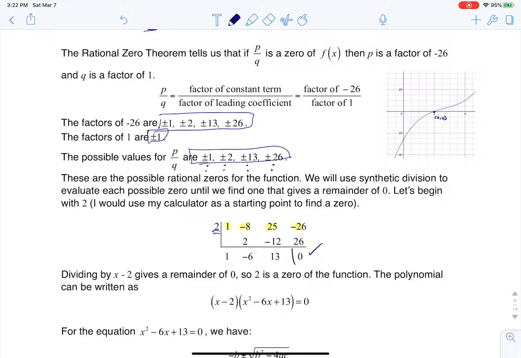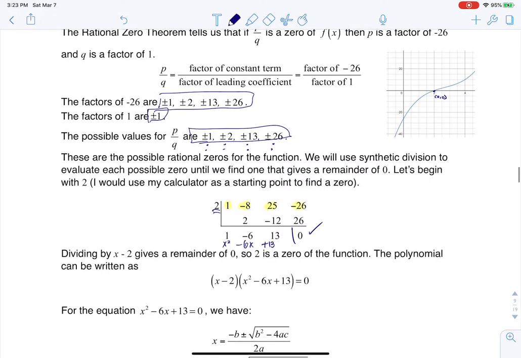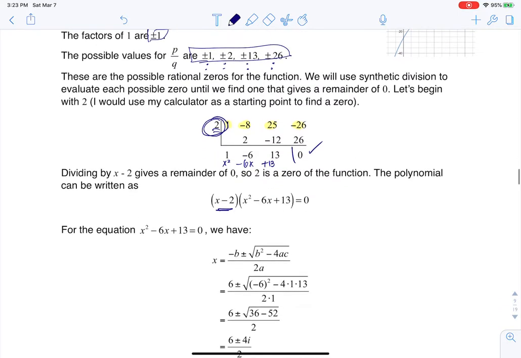Since I started with the cubic, I'm going to start my other factor here with the quadratic. So I would have x squared minus, not minus 16, excuse me, minus 6x plus 13. And since I had a 2 here, that's where I'm getting the factor of x minus 2. Whenever I run synthetic division and I get down to a quadratic, I'm pretty pumped because that means I'm going to try and factor.